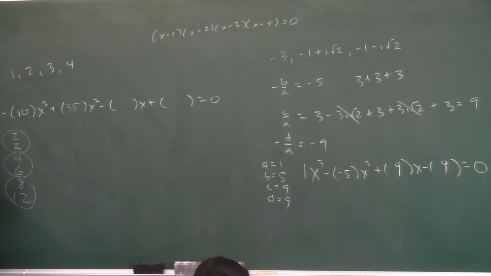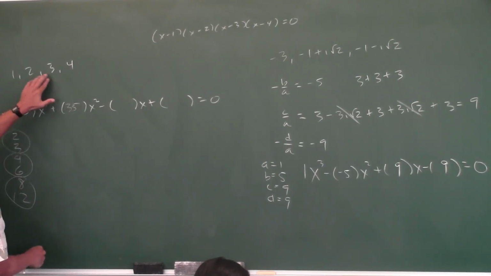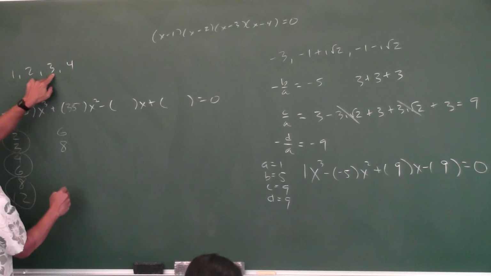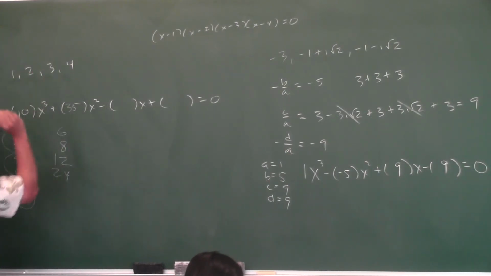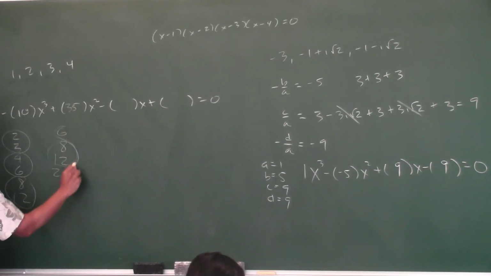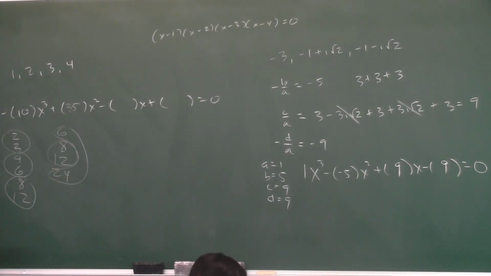Okay, now multiply them 3 at a time. 1 times 2 times 3. Quick. 1 times 2 times 4. 1 times 3 times 4. 2 times 3 times 4. Add them up. Here, I'll give you a hint. That's 20, and that's 30.